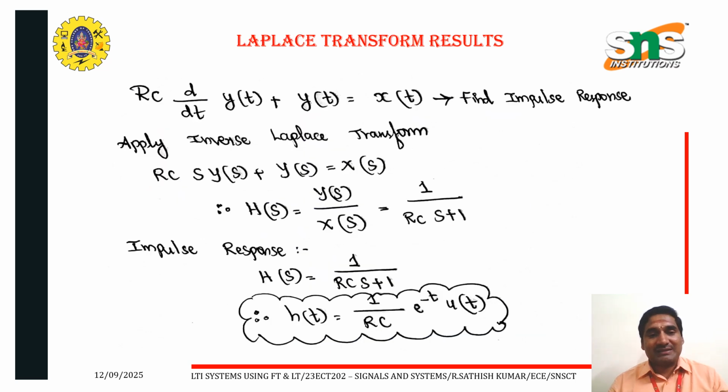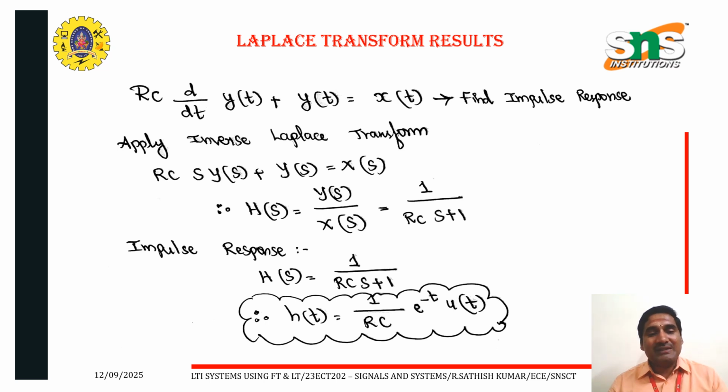Next one, Laplace transform. RC into d by dt of y of t plus y of t is equal to x of t. Find the impulse response. By taking the Laplace transform, we can get H of s is equal to Y of s divided by X of s is equal to 1 by RC into s plus 1.